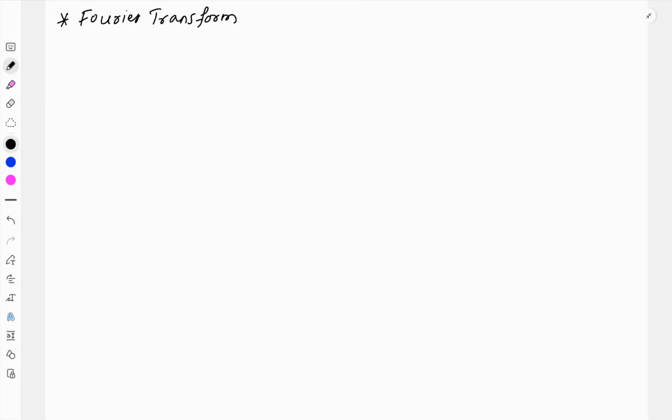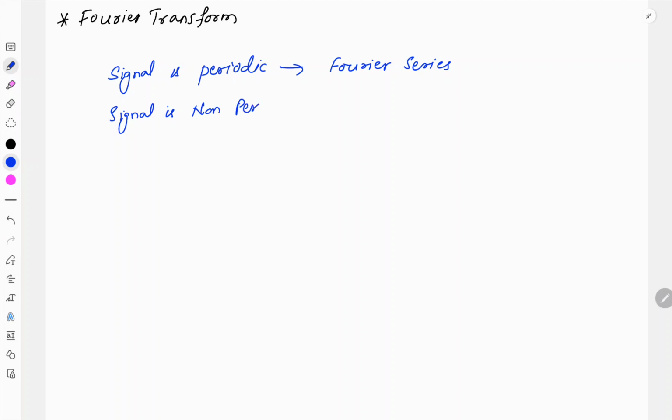In this video, we are going to study the definition of Fourier transform. Before starting with Fourier transform, let us revise certain concepts. We have studied Fourier series, right? We know that if a signal is periodic, we can find out its Fourier series. And if the signal is non-periodic, we find out its Fourier transform.